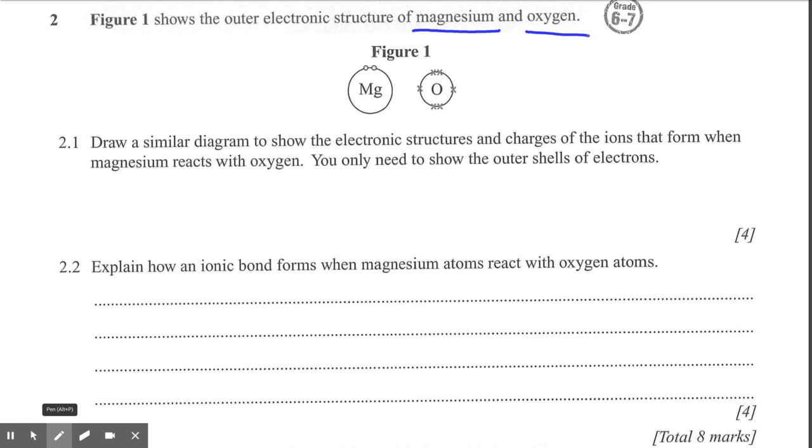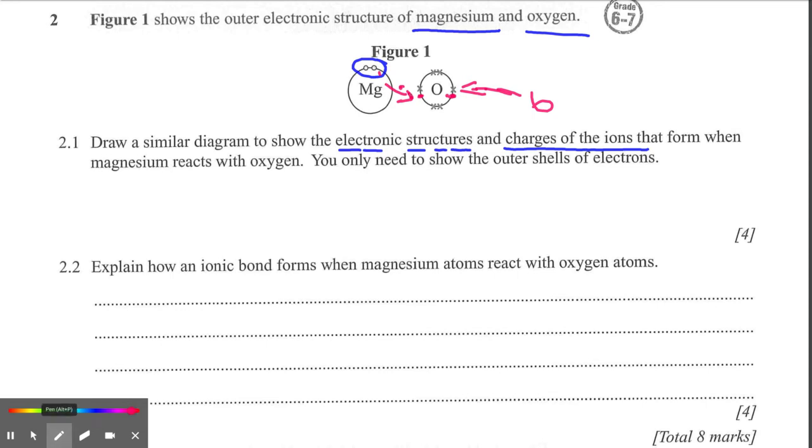So the first question is asking us to draw the diagram version, and it's asking us to draw the electronic structure and also the charges of the ions that form when magnesium reacts with oxygen. What we can see in the diagram in figure 1 is that magnesium has 2 outer electrons, and oxygen has 6 electrons in its outer shell. So it has space for another electron there, and another there. And it's these 2 electrons that are going to fill up those 2 gaps in the oxygen atom.